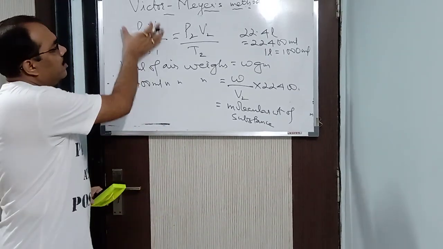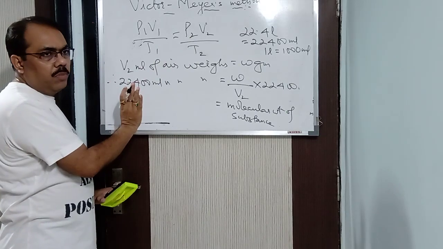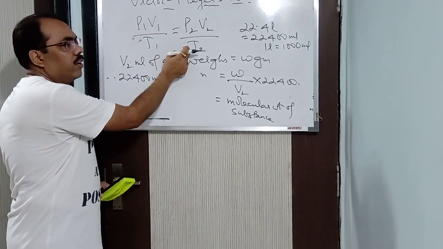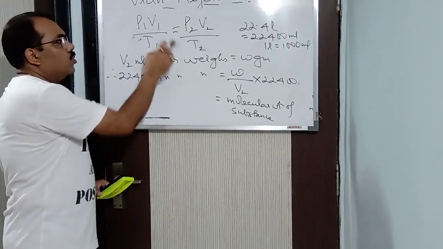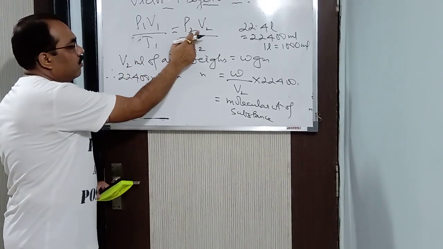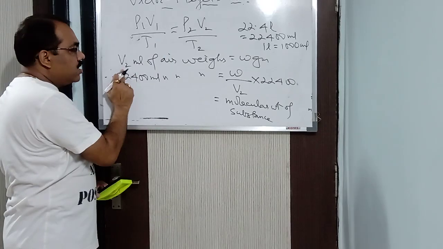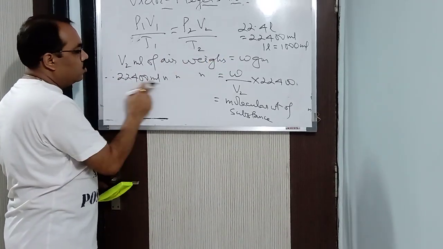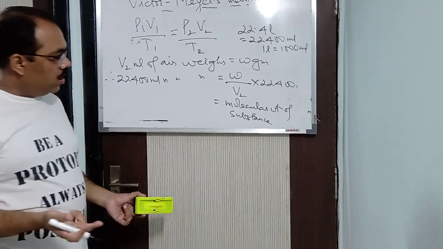Basically, you need to understand that in the numericals, all these values will be given to you. P1, V1, T1, P2, everything will be given to you. V2 will be unknown. So you will use this formula and calculate V2 from here. This V2 you will put here and say that V2 ml of air weighs W grams, so 22400 ml weighs how much, and hence you get the molecular weight.